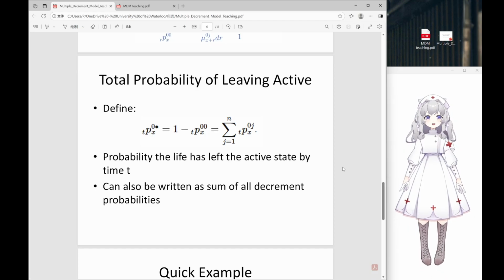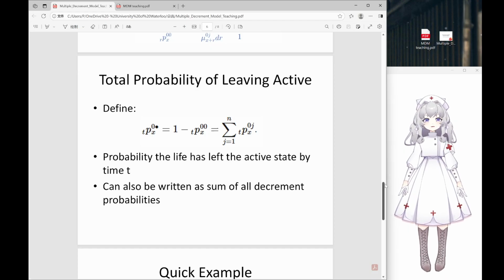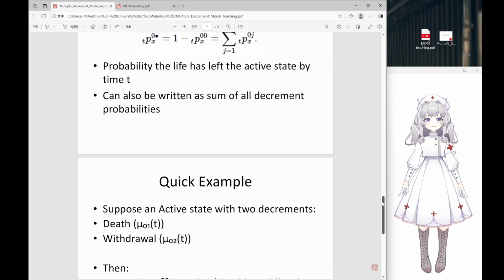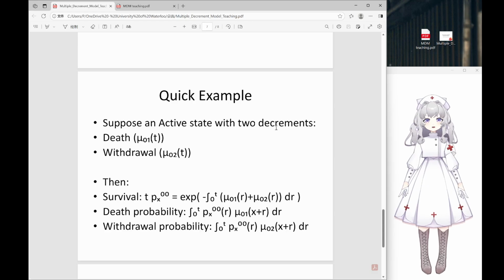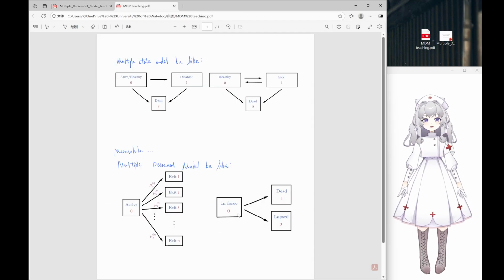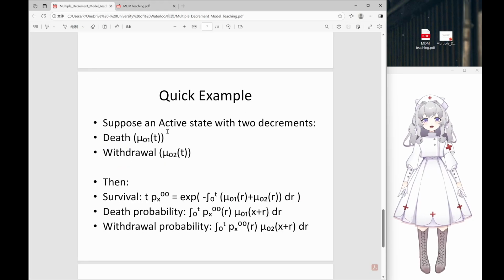Okay, we have finished all our formulas today. So let's see a brief example. Suppose we have an active state with two decrements, death and withdrawal, which we notate as lapse here, which means we have three states, 0, 1, 2, and only 0 can go to 1, and 0 can go to 2. We cannot have any other arrows.